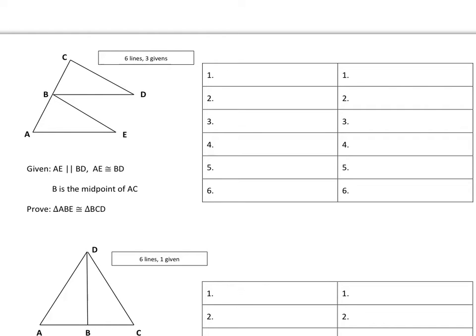Today we're going to look at some more proofs together to give you a better understanding of how to prove triangles congruent. So let's go ahead and get started on the first one. They say we have 6 lines on this one with 3 givens.